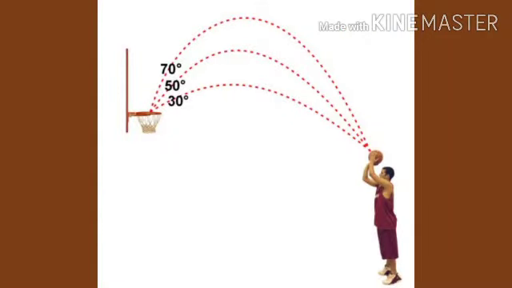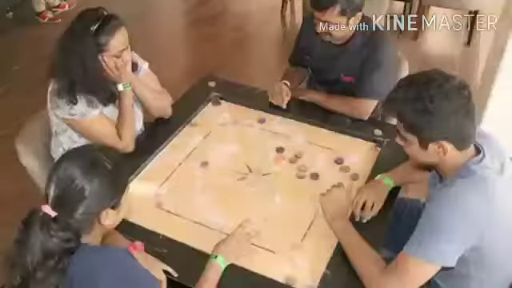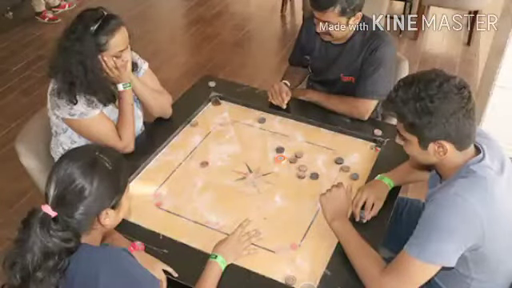Even measurements are required in playing games. For example, if a basketball player wants to put the ball into the basket, he needs to accurately throw the ball at a particular angle so that it falls into the basket. Not only in outdoor games, even in indoor games like carom, measurements play a vital role.